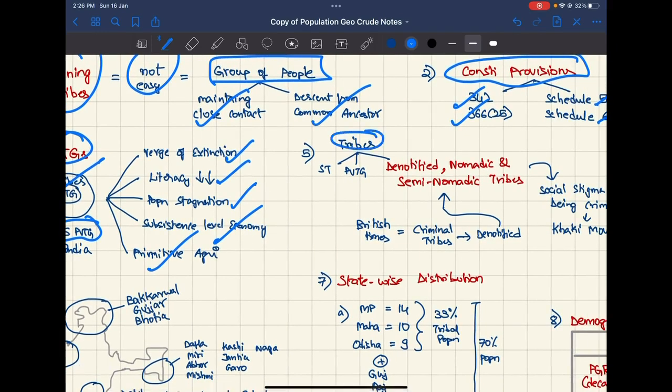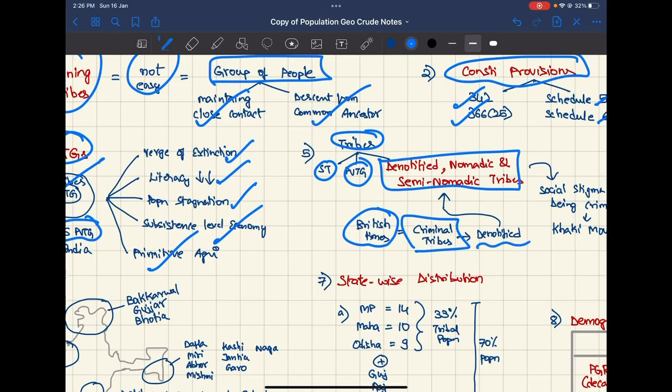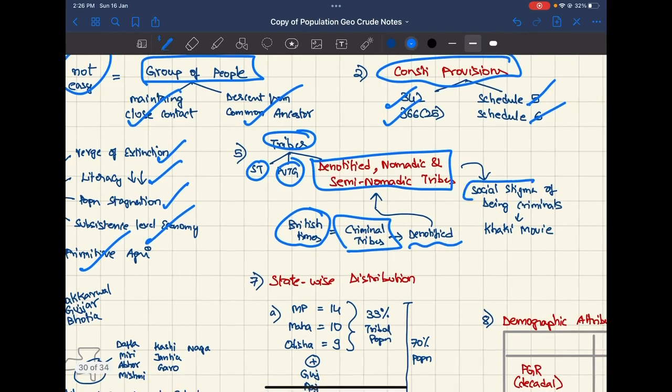So the tribes can be of 3 types: ST, PVTG, and denotified nomadic and semi-nomadic tribes. Initially, during British times, they were criminal tribes. Later, after independence, they were denotified. Still, they have the social stigma of being criminals. This is seen in the Kaki movie.